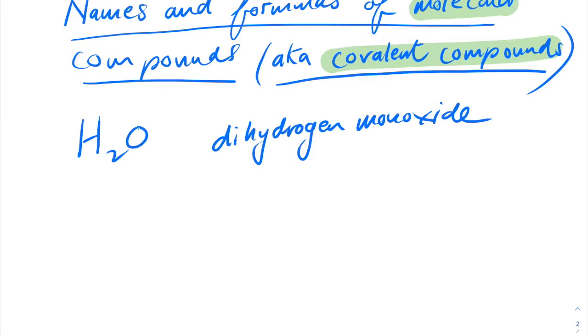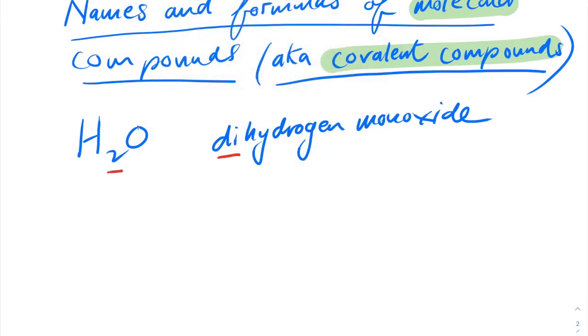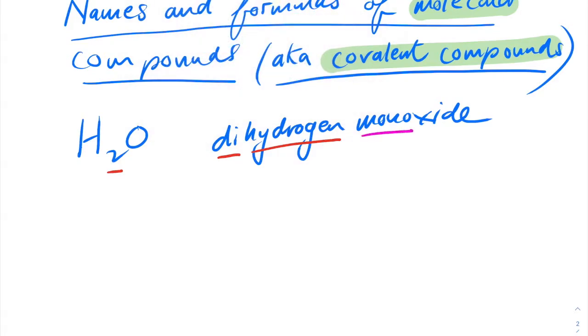Dihydrogen monoxide. We say di because there are two hydrogens. We say mono because there's just one oxygen. And you'll see the second word changes at the end. The end of the word, called the suffix, becomes IDE. So it's not dihydrogen monoxygen, it's dihydrogen monoxide.